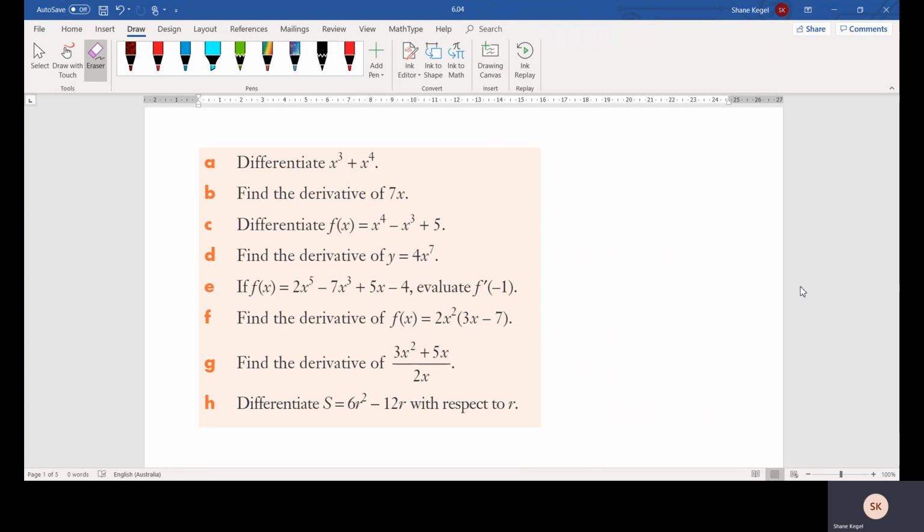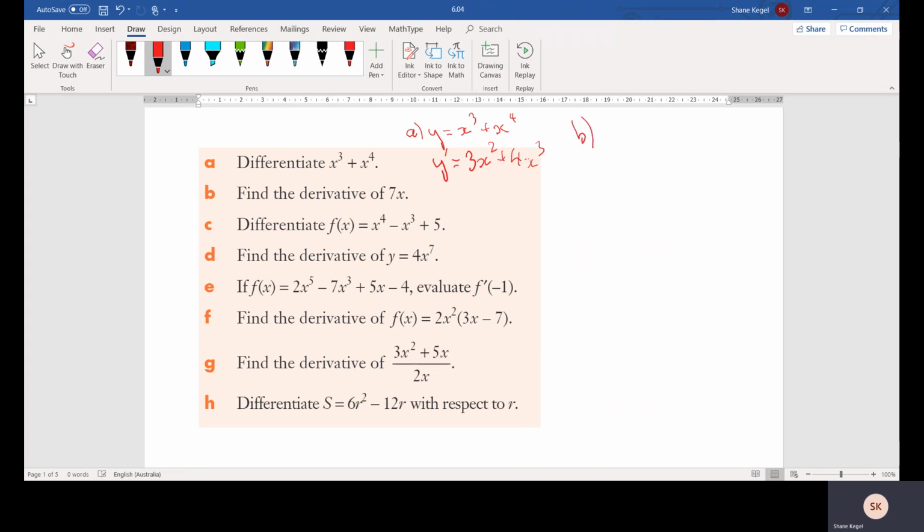So first I'm asked to differentiate x cubed plus x to the 4. So let's set y equal to x cubed plus x to the 4, which means our derivative function, or y dash, equals 3x to the power of 3 take 1, which is 2, plus bring the 4 down the front, 4x to the power of 4 take 1, which is 3. So that's my derivative function, as they say.